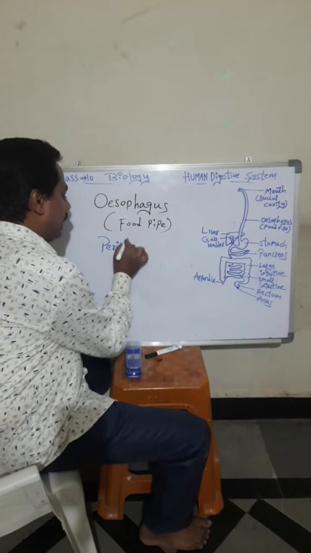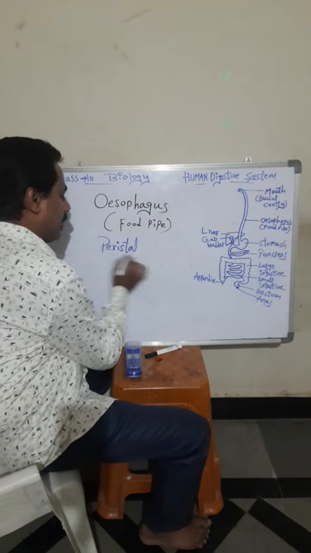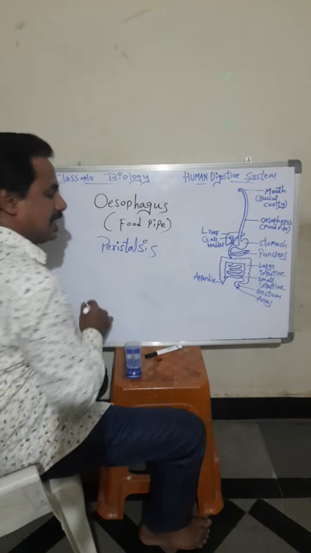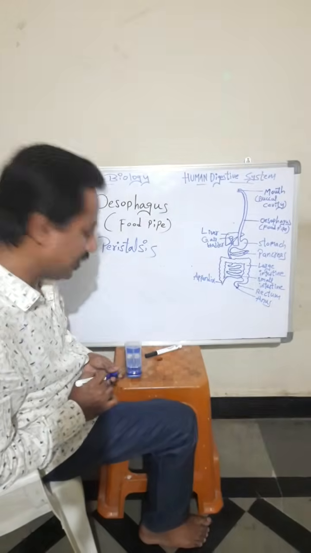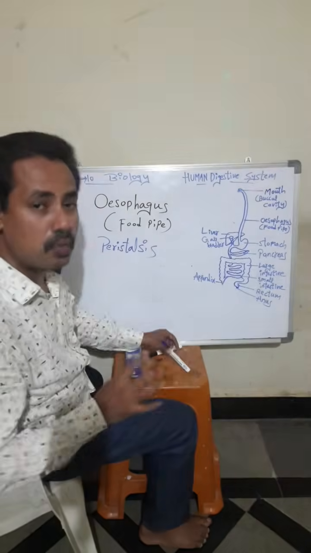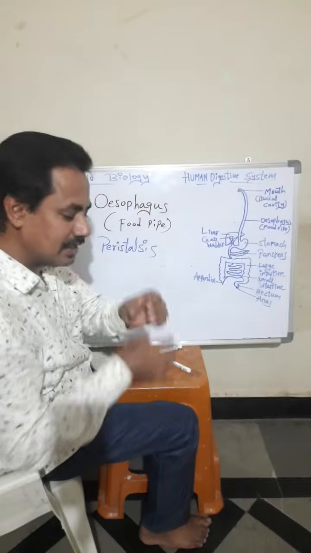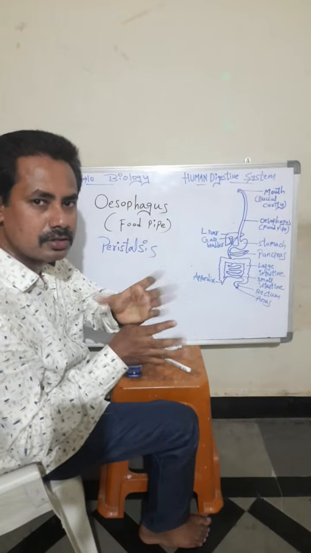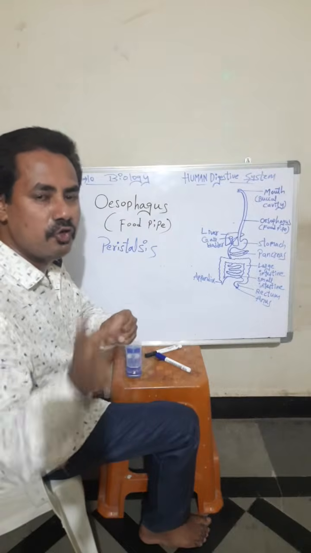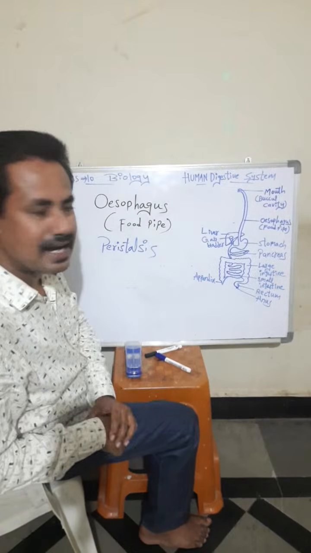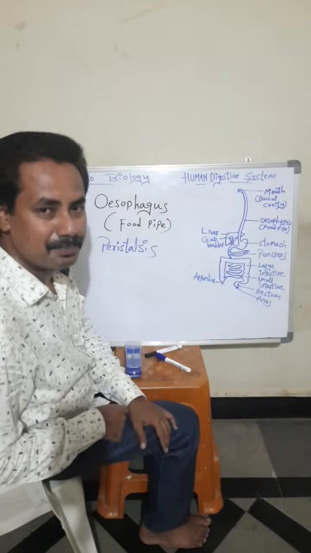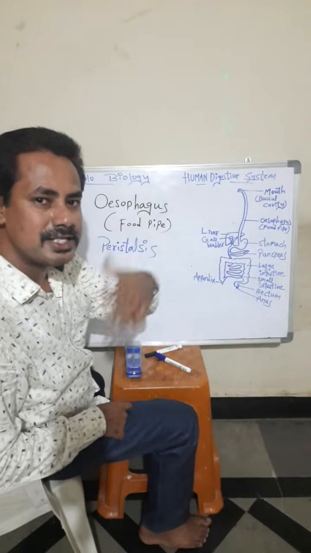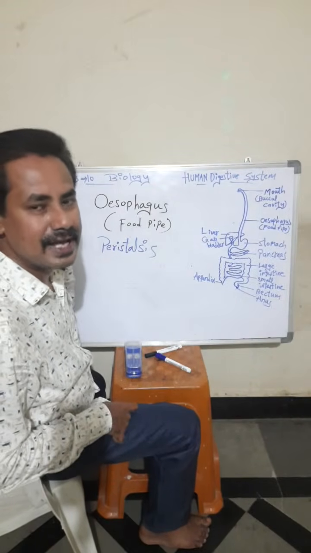Peristaltic movement. This is very important. We can also call it peristalsis. In your examination, if they ask what you mean by peristalsis, it is the rhythmic contraction and relaxation of the food pipe or esophagus. It is called peristalsis or peristaltic movement.